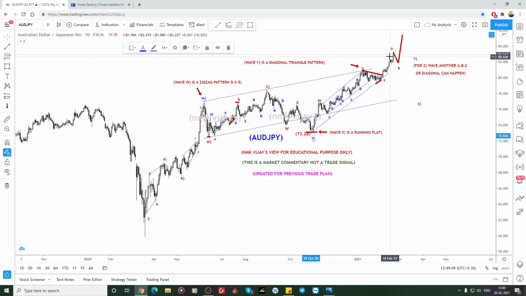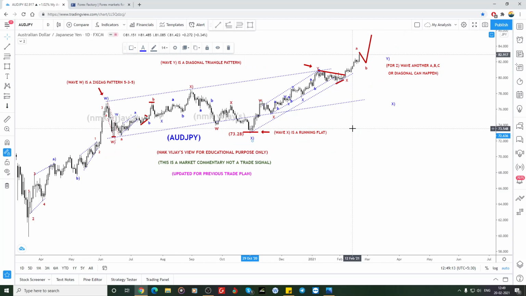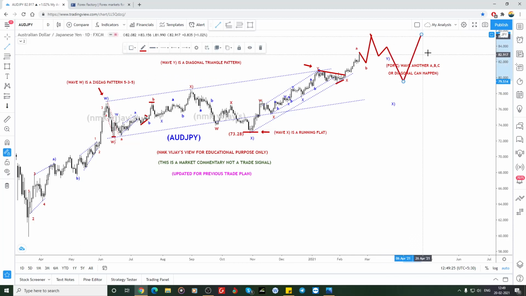So another A, B, and C I'm expecting. Let's see. 1, 2, 3, 4, 5. After that, it could be another three-wave structure. After that, again one more three-wave structure, because if this is the end of the Y wave, then X wave, ABC for the Z wave to continue.